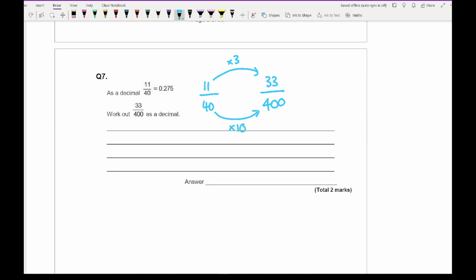So from this, let's first of all here, looking at the top number, I'm going to do 0.275 times 3, which again, I can just use my calculator for that. So 0.275 times 3 is 0.825. And then all I then need to do is 0.825 divided by 10. Which by that, all I need to do is move the decimal point one place. So I get 0.0825.